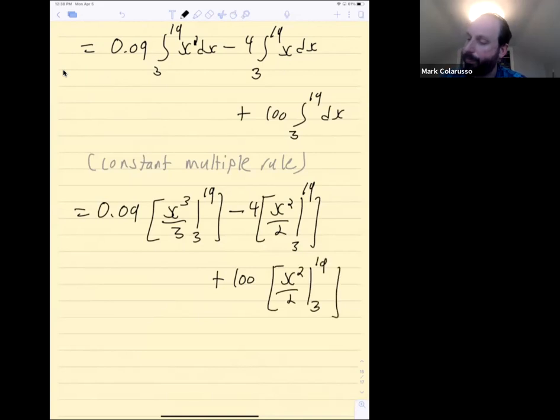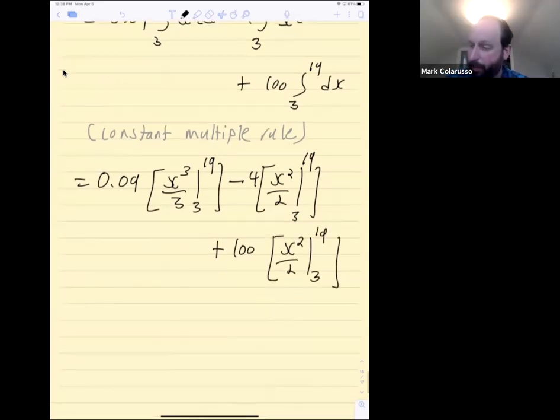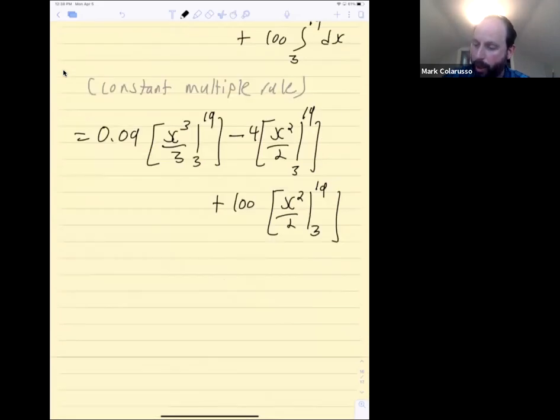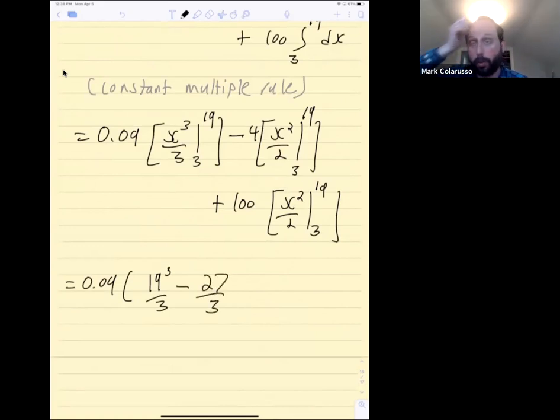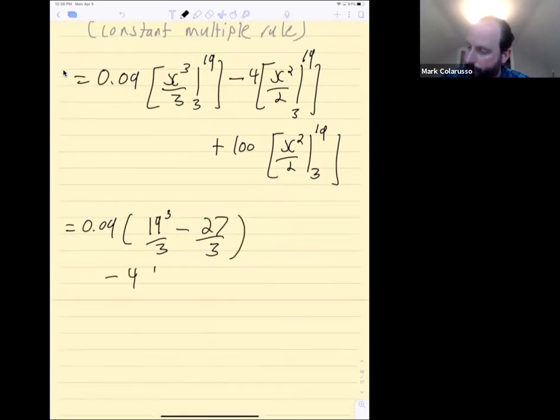Okay, now unfortunately, this is kind of a bloody nightmare in terms of the numbers. So I'll write out one more step, but then you should just punch it into a calculator. So it's 19 cubed over 3, the top limit, minus the value at the bottom limit, so that's 27 over 3. So 3 cubed is 27. Close the parentheses. Minus 4, 19 squared over 2, minus 9 over 2, plus 100.